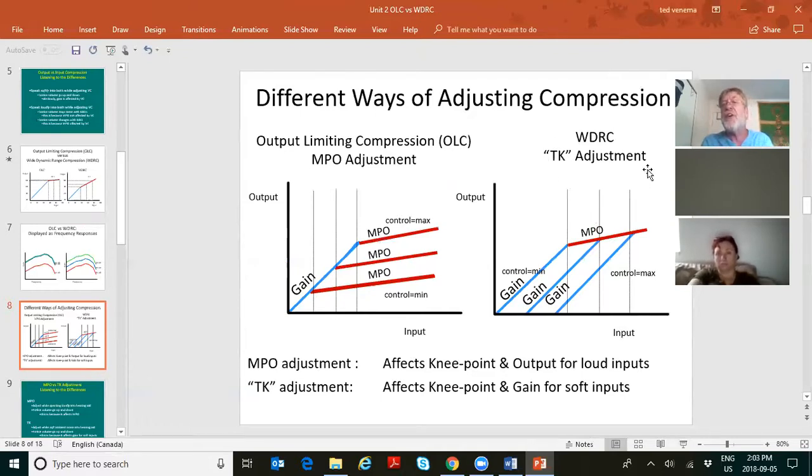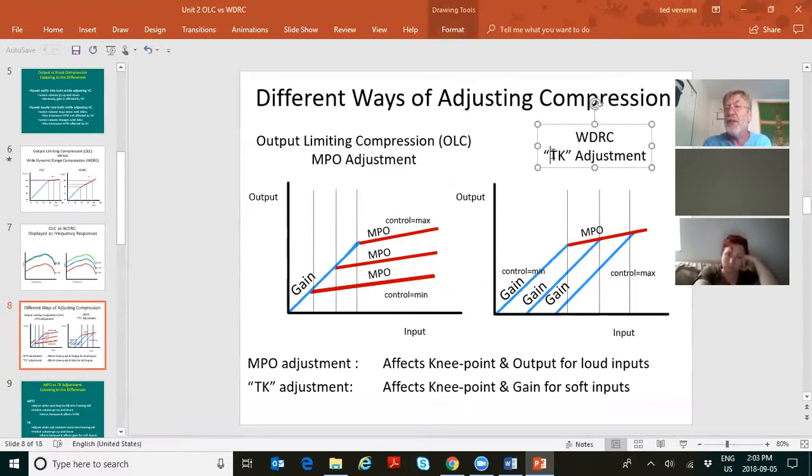Here's the adjustment done on WDRC. It's different. You're not concerned with the ceiling. You couldn't care less about the ceiling. The hearing aid's weak. What are you adjusting here? You're adjusting the amount of gain for soft sounds. And that was called the TK adjustment. You are adjusting the threshold knee point from here to here to here. This would give you the most gain for soft sounds. This would give you less gain for soft inputs. This would give you even less gain for soft inputs.